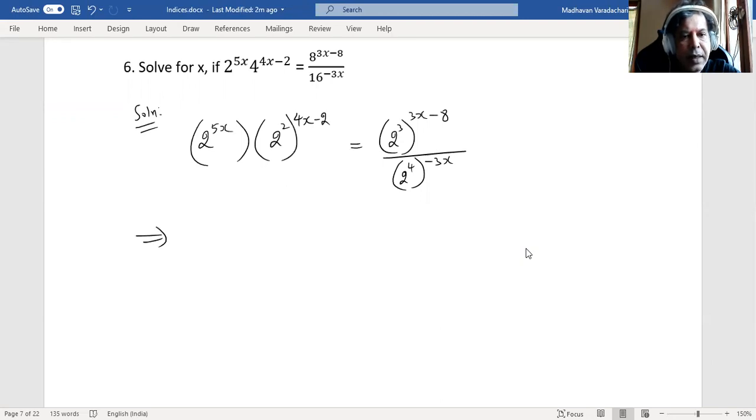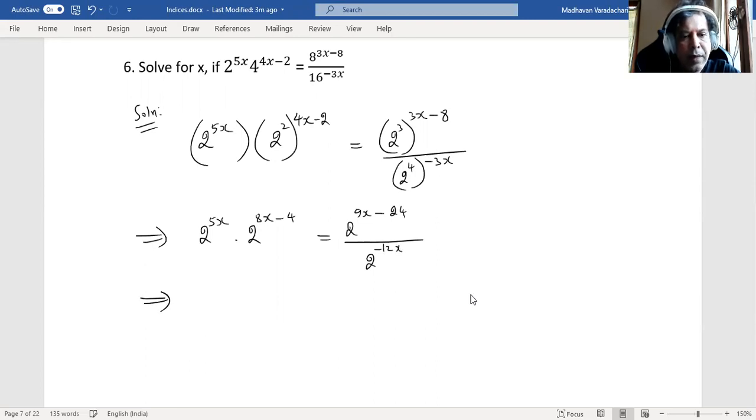Now, the left-hand side, I will rewrite it as 2 power 5x into 2 to the power of. Now, I will multiply this 2 into this. That means first one will be 8x. Second one will be 4x. The right-hand side, again, the same style, 2 to the power of 9x minus 24. The denominator is 2 to the power of minus 12x.